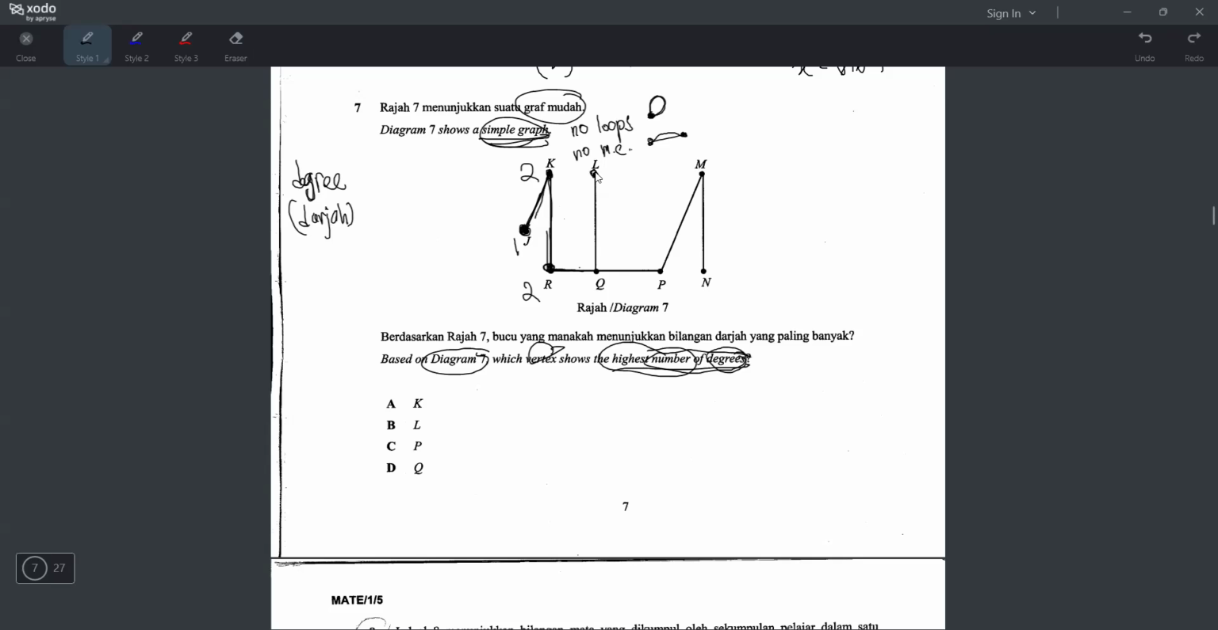Then what about L? 1 line pokes it, so the degree is 1. What is the degree of Q? 1, 2, 3, because there are 3 lines poking it. P, how many lines poke it? 2, so the degree is 2. M, how many lines poke it? 2 and 1. Alright, so which vertex shows the highest number of degree? Q, because the highest degree here is 3, right? So Q is the vertex with the highest degree. Okay, that's all.